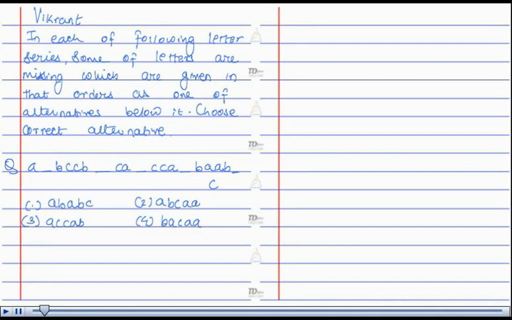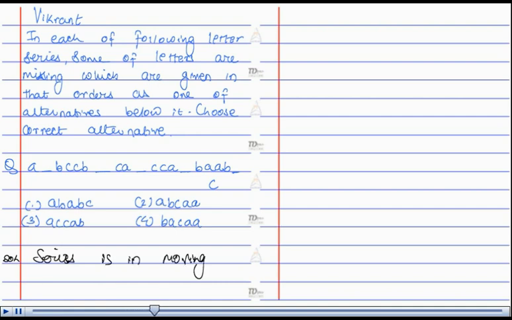Hello, I am Vikrant. In each of the following letter series, some of the letters are missing, which are given in that order as per the alternatives given below it. Choose the correct alternative. The solution is, the series here is moving in a cyclic order.